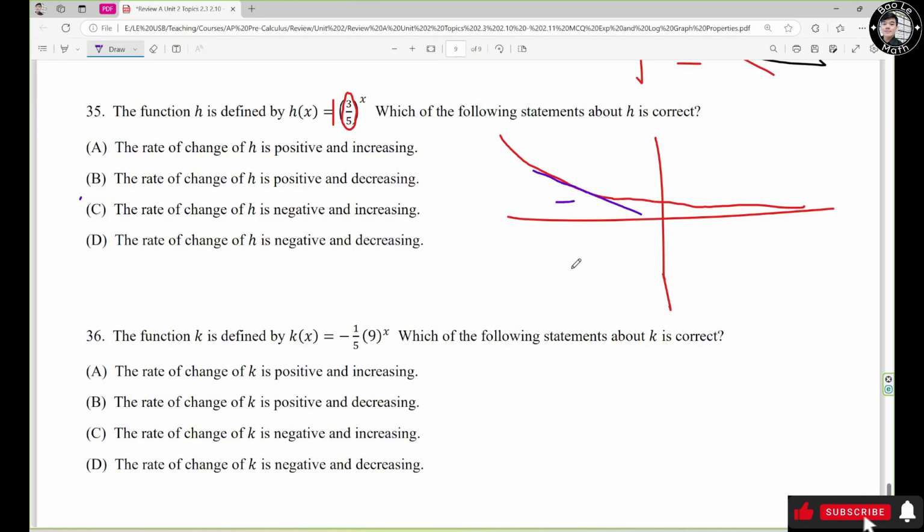The rate of change is negative, right? So we need to eliminate A and B, right? Now, since the function is concave up, the rate of change is increasing, right? So the answer must be C.